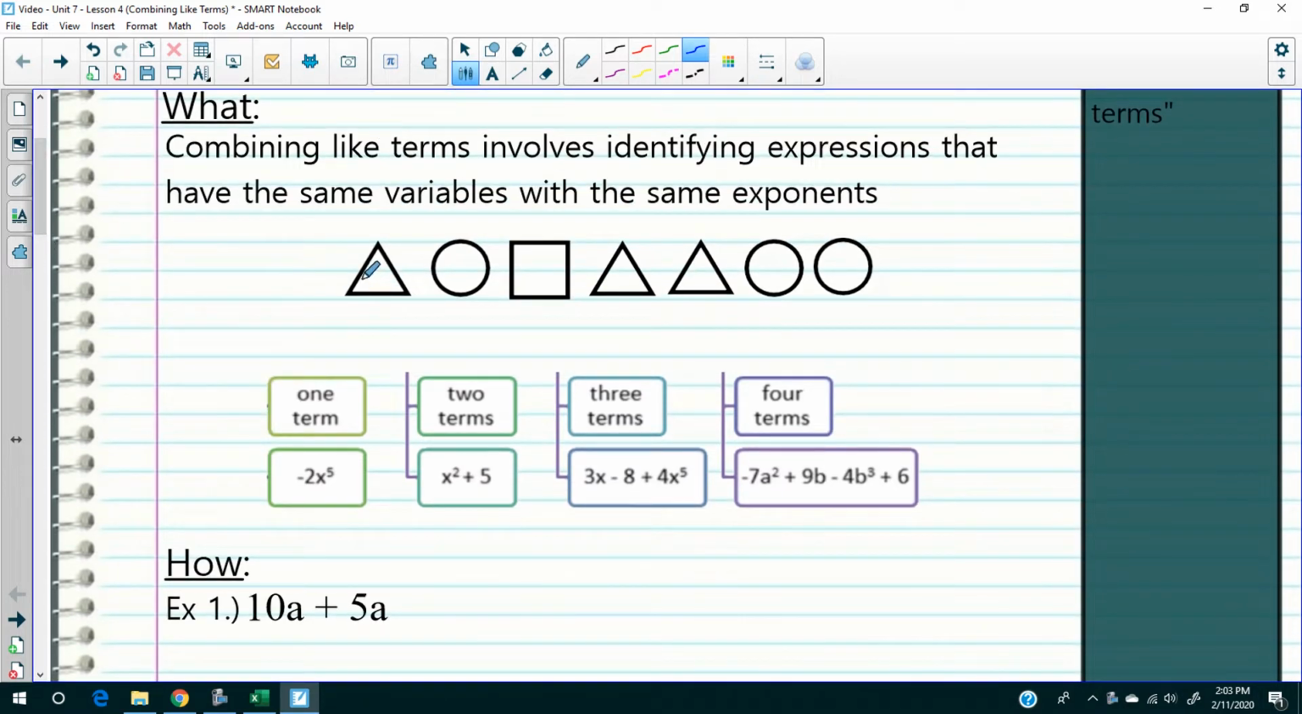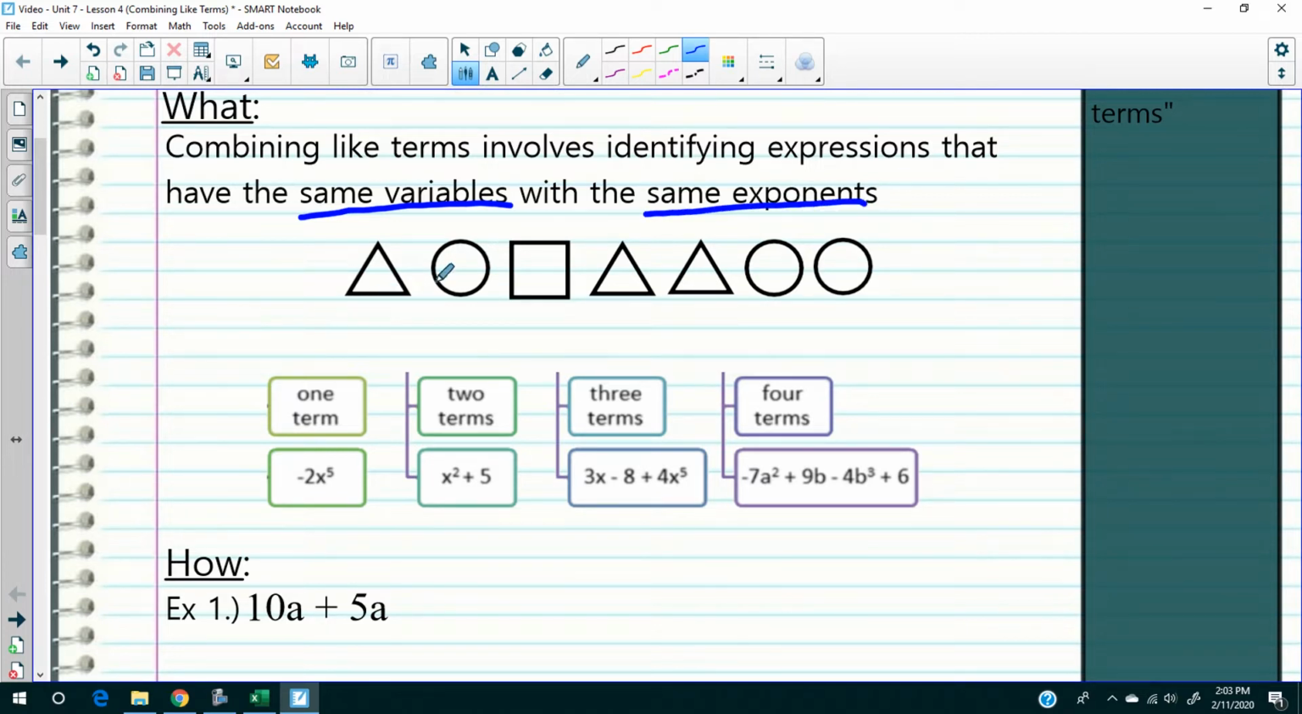Think of like terms like this. Now, in class, we used the example of a family. I had a couple of students come up to the board, and they had to group people by their families. So in math, in algebra specifically, what's a family, quote unquote? Same exact variables with the exact same exponents. Okay, so that's a family.